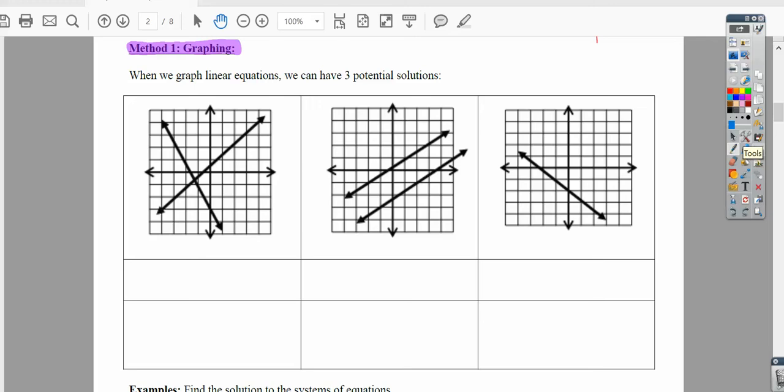So when we're graphing linear equations, we have three potential solutions, like I discussed in part 1 of the systems of equations notes. So we have three options. My lines can either intersect here, they can never intersect, meaning they're parallel, or they can intersect on top of each other, which means they intersect everywhere. So if my two lines intersect in one spot, they have one solution.